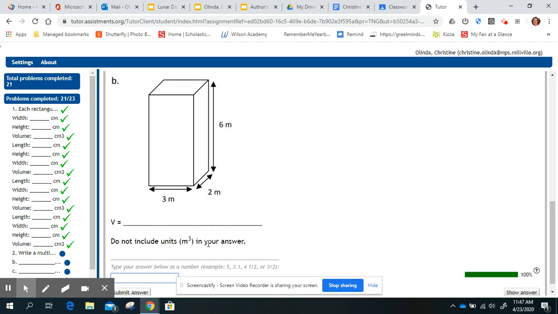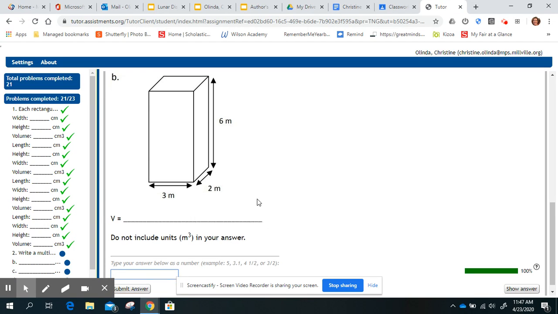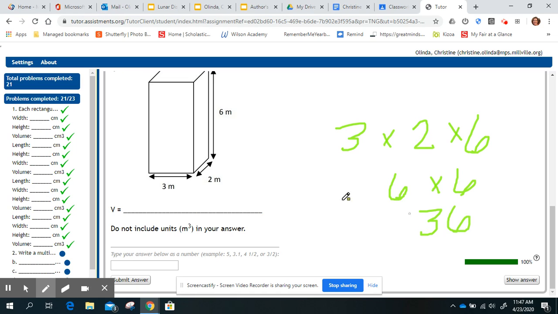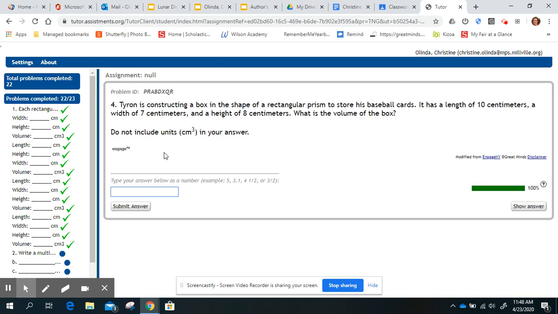That was A. Part B was same thing. I'm going to just multiply those 3 numbers. 3 times 2 times 6. 3 times 2 is 6. 6 times 6 is 36. And I can type that here. And then I can hit submit answer, and it gives me correct. I can go to the next problem, and this should be almost my last one.